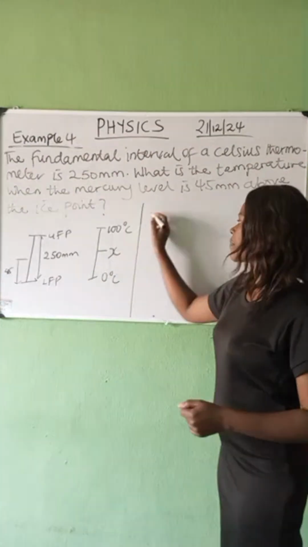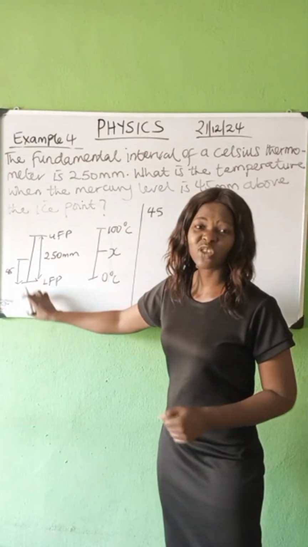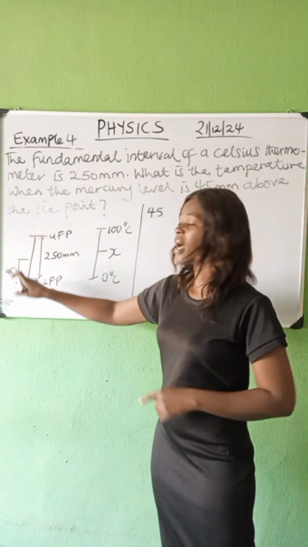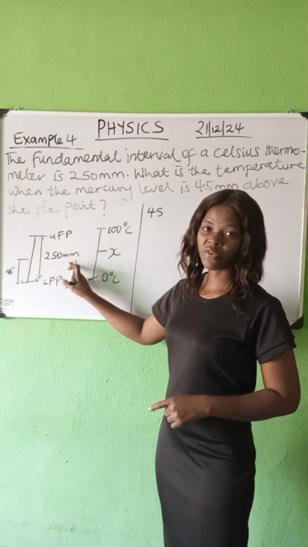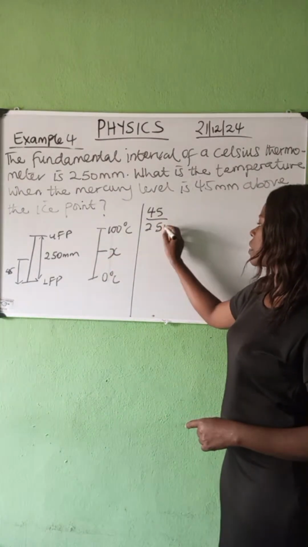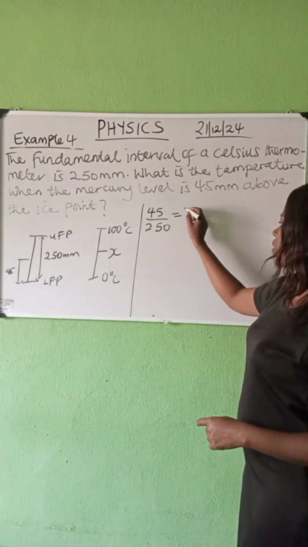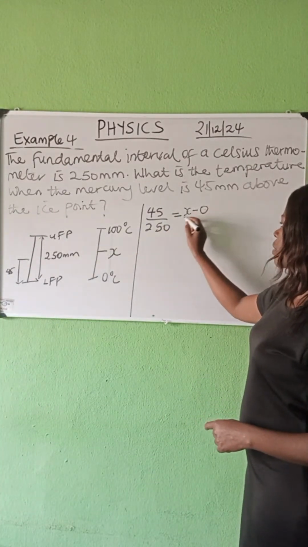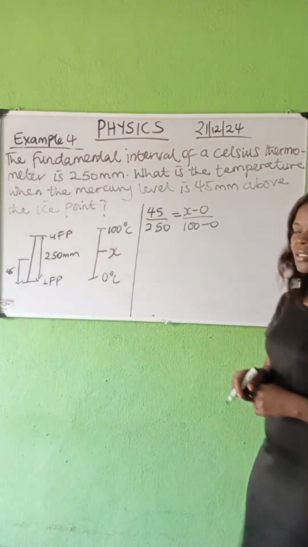You are going to say 45, because you don't need to find the difference again. It's already calculated in the equation and it was given as 45. Upper and lower is given as 250. So you're going to say 45 over 250 is equals to, what do we have? x minus 0 divided by 100 minus 0, right?